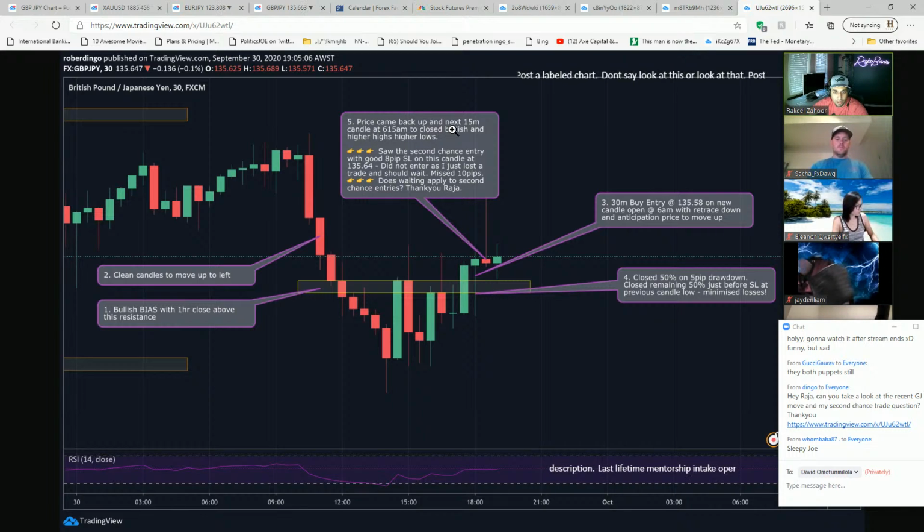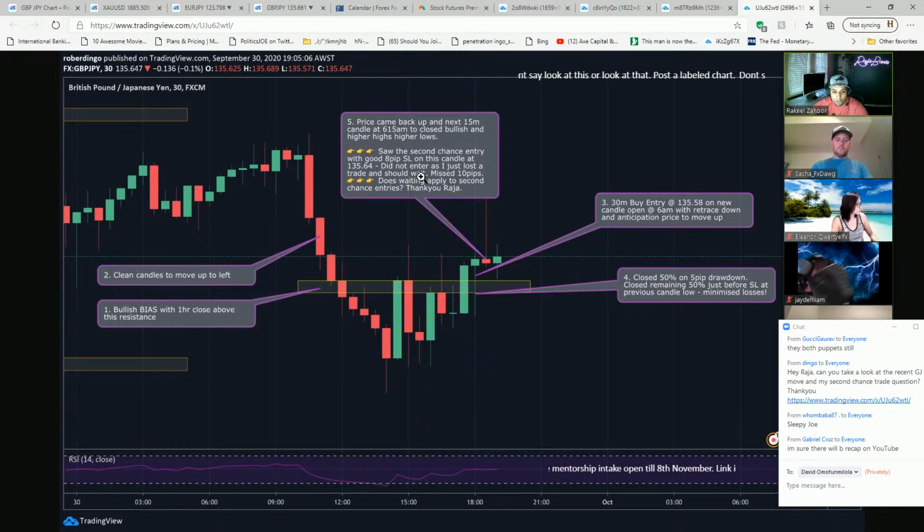Price came back up and the next 15-minute candle closed bullish, with higher highs, higher lows. Saw the second chance to enter. Okay, I think you should also send this to me on the 15-minute as well, and then I'm going to look at it later on.